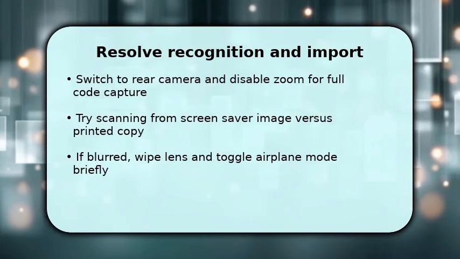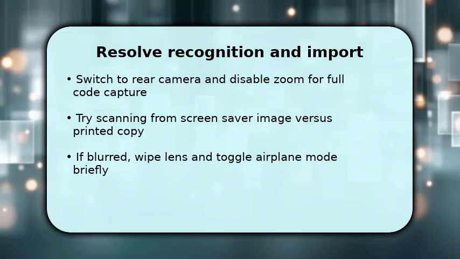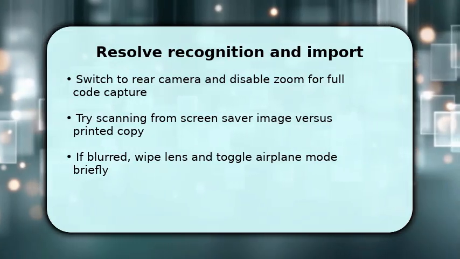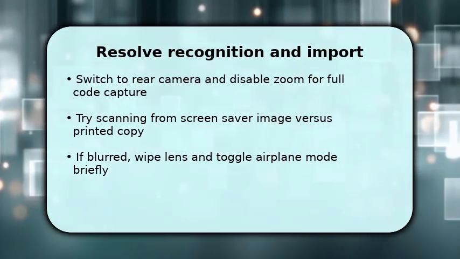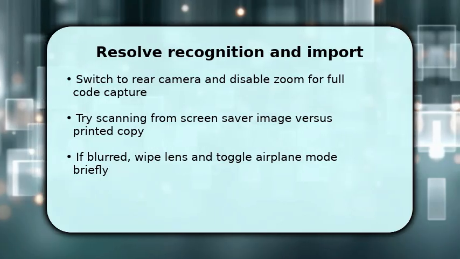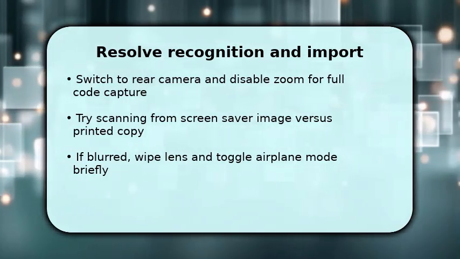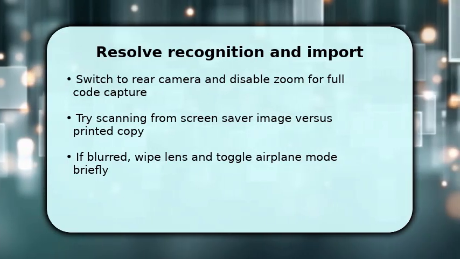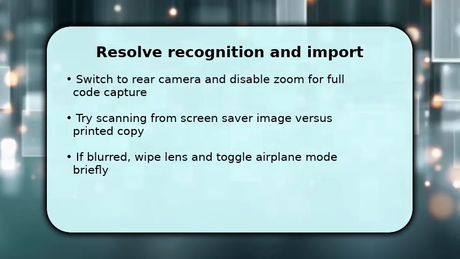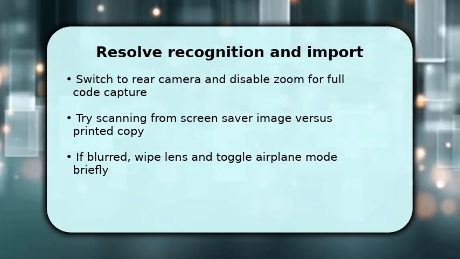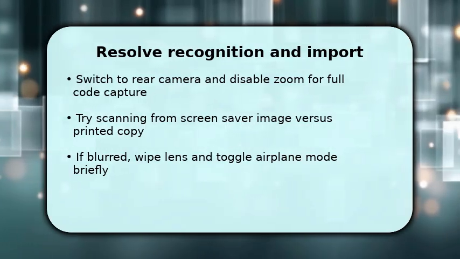Next, address why the scanner might not register the QR. Switch to the rear camera if you're on selfie mode and ensure no zoom is active since partial codes fail. If the code is on another screen, reduce brightness to avoid glare or scan a printed copy for contrast. You can also temporarily enable airplane mode and then camera only to reduce network interruptions.